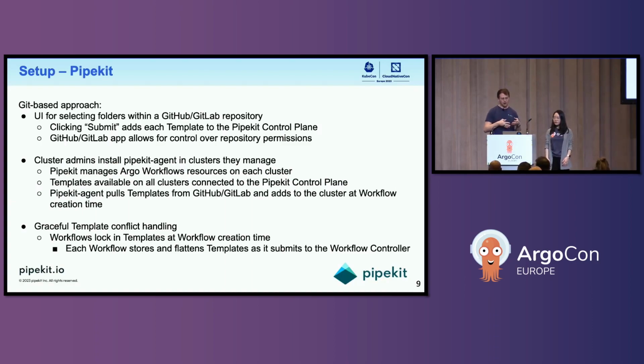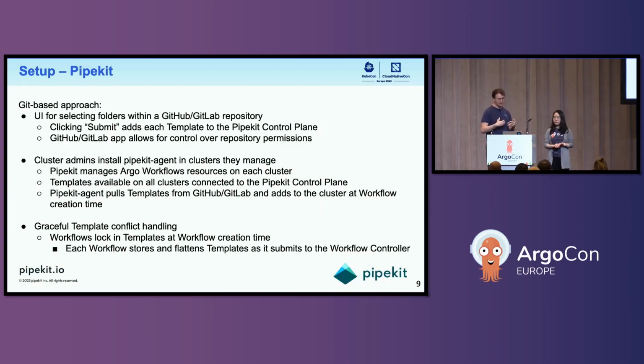GitHub and GitLab have an app that allows the administrator user to have fine-grained control over the repository permissions. Then those same cluster administrators will install the PipeKit agent, which is a Kubernetes deployment, in the clusters that they manage, and that gives them access to be managed by the PipeKit control plane.